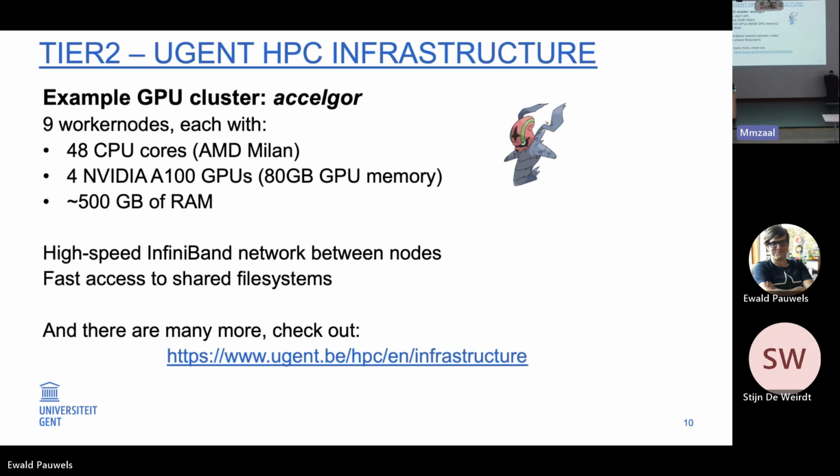Another one is a GPU cluster, Axelhor. Only 9 worker nodes, but GPUs are really expensive. So less CPU cores, only 48 per node, but 4 NVIDIA A100 GPUs per node. Also attached to the InfiniBand network and with fast access to the shared file systems.